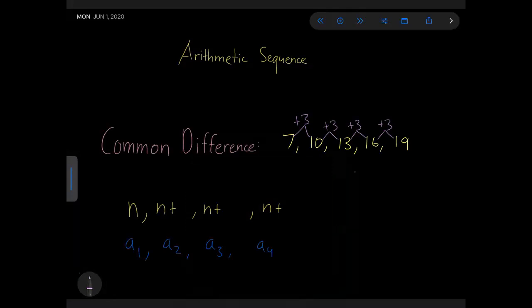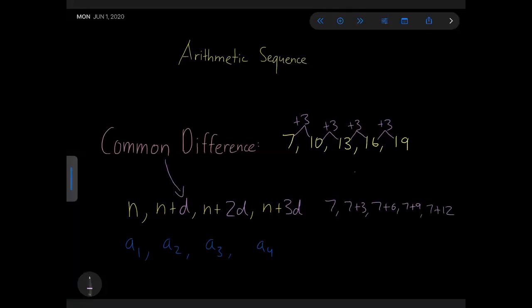And we can express this in more mathy terms, like this. We're going to say that n is our first term. So n in the example would be 7. And d refers to the common difference. So d is equal to 3 in this case. So this becomes 7, 7 plus 3, 7 plus 6, 7 plus 9, and 7 plus 12 in the case of 19. And that's our arithmetic sequence.